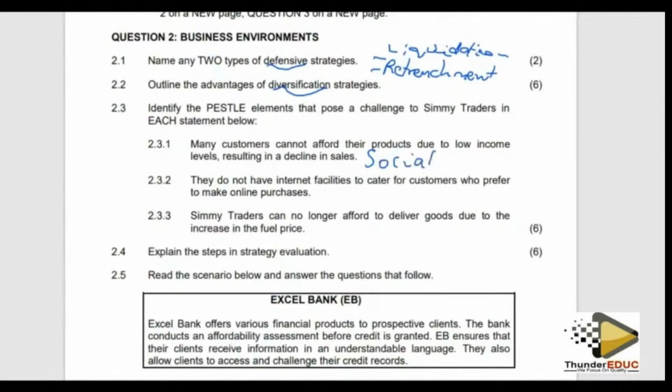Thanks. So now, moving on to the next aspect, we have 2.3.2. They do not have internet facilities to cater for customers who prefer to make online purchases. So this one, because of internet facilities, we can say it calls for technology. Technology. Okay, right.